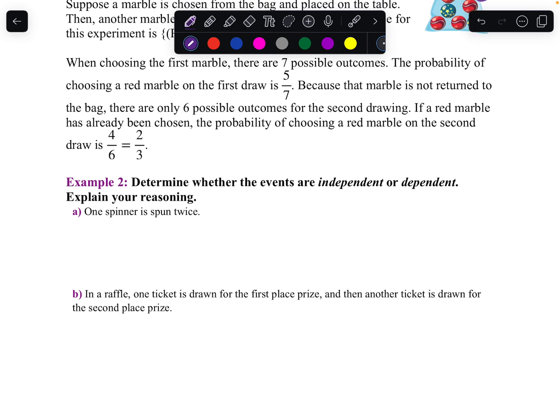So let's take a look here. Which of these are independent and dependent? We talked about spinning a spinner twice. That's going to be independent. Now, in a raffle, one ticket is drawn for first place, then another ticket is drawn for second place. Well, we're going to assume you can't win first and second. So we're going to say if you win first place, your name is taken out of the hat. Well, if your name is taken out, you just change the sample space. So those are dependent.